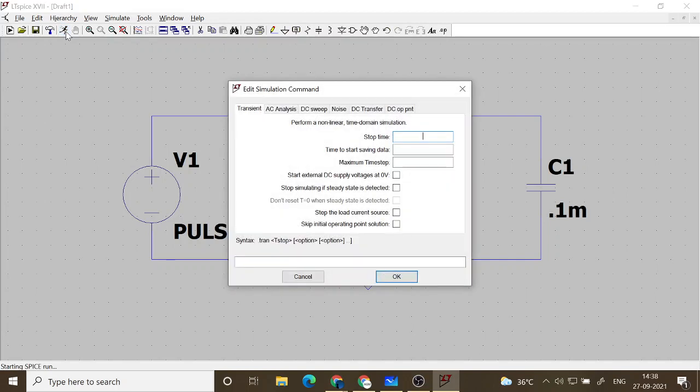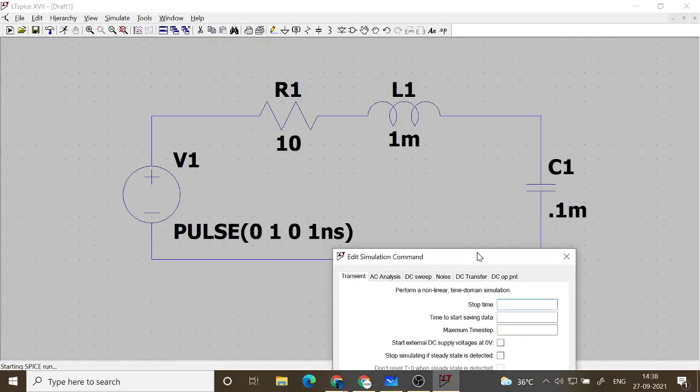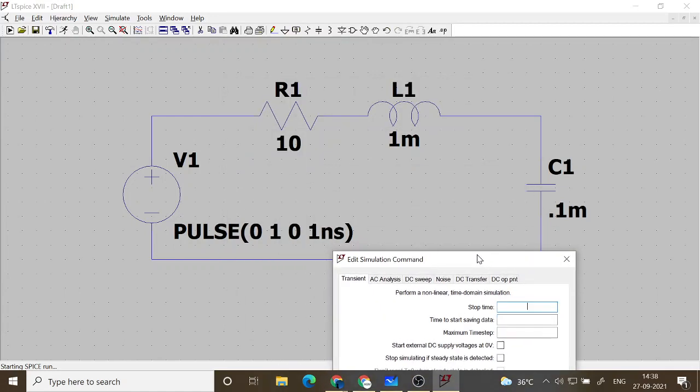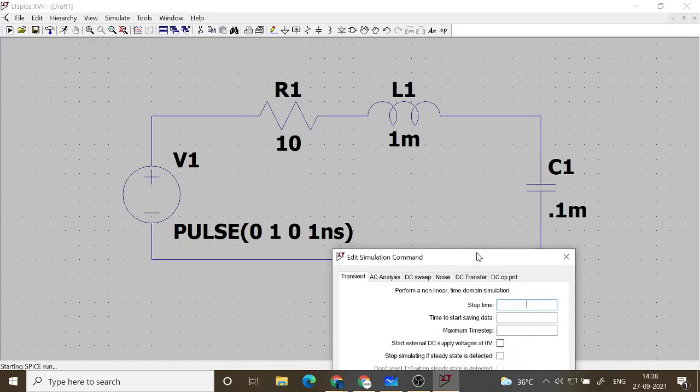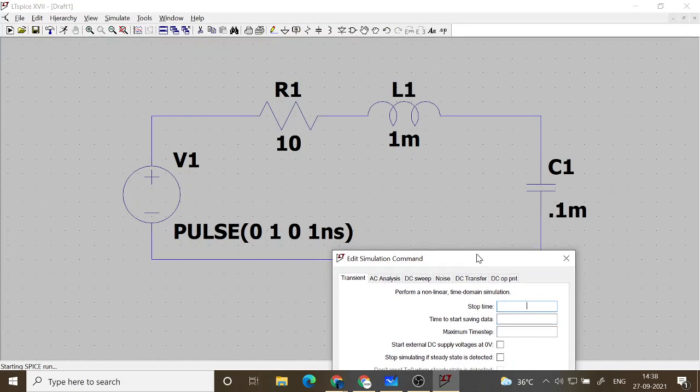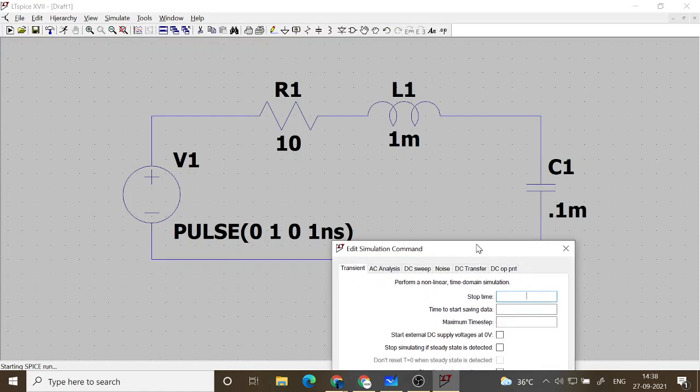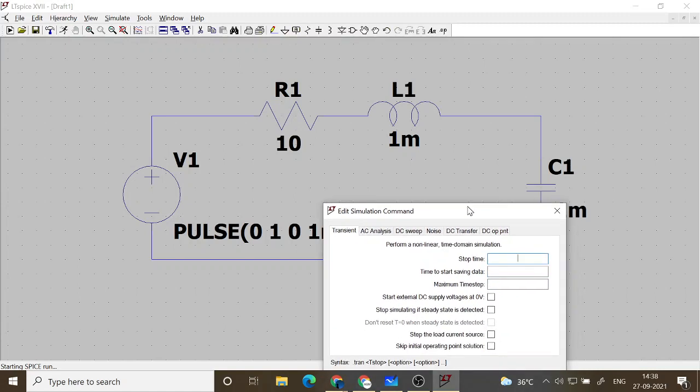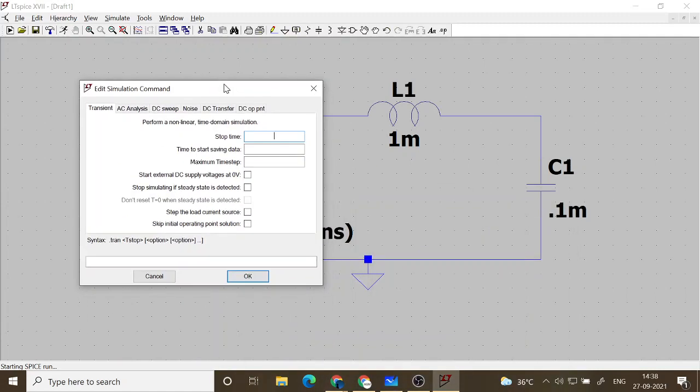When you run the simulation, you have to specify how long you want the simulation to run. That will depend upon the components involved here. So let's say, approximate time is like one cycle of the resonant frequency. Let's calculate that.